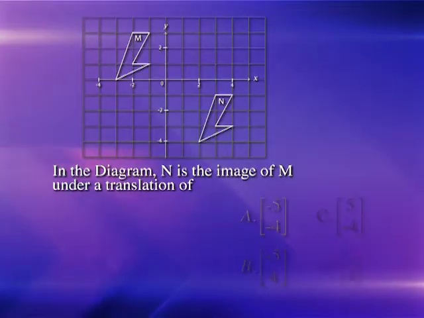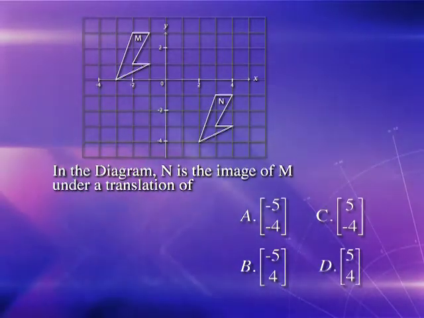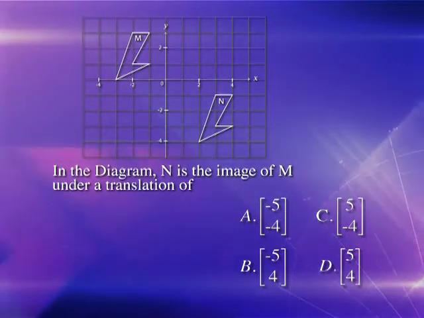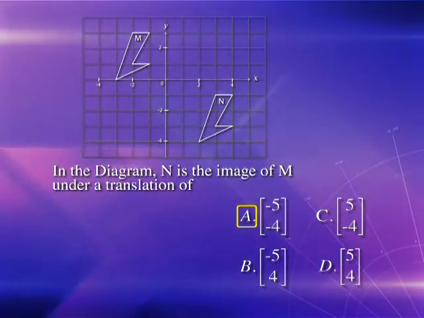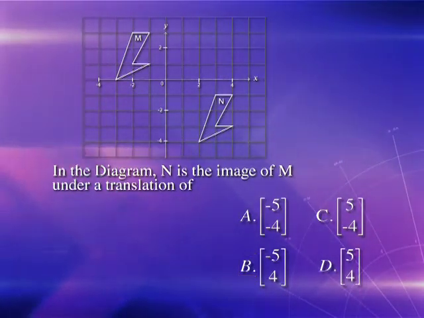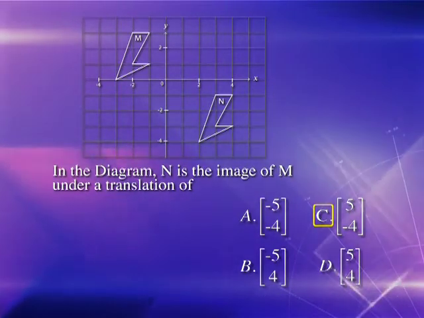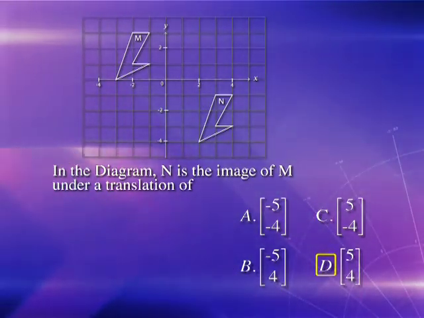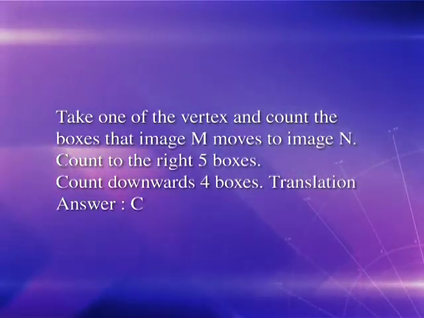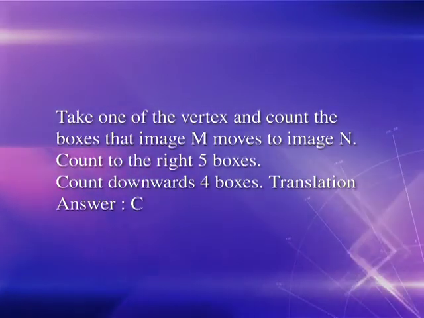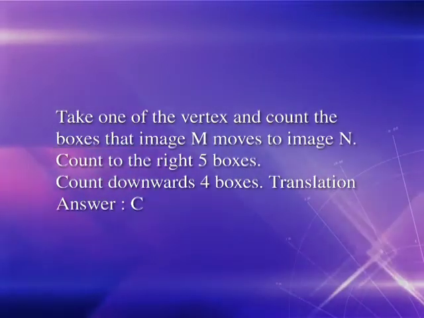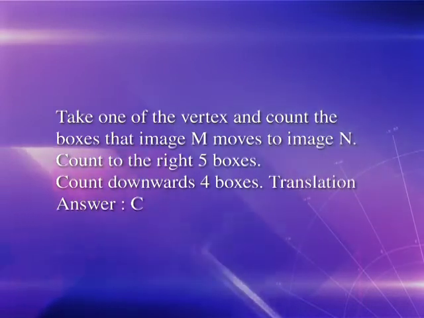Okay, let's do it. Let's look at another question for transformations 1 and 2. In the diagram, N is the image of M under translation of, is it A, -5, -4, B, -5, 4, C, 5, -4, or D, 5, 4? Take one of the vertex and count the boxes that image M moves to image N. Count to the right 5 boxes. Count downwards 4 boxes. Translation 5, -4 is your answer. C.